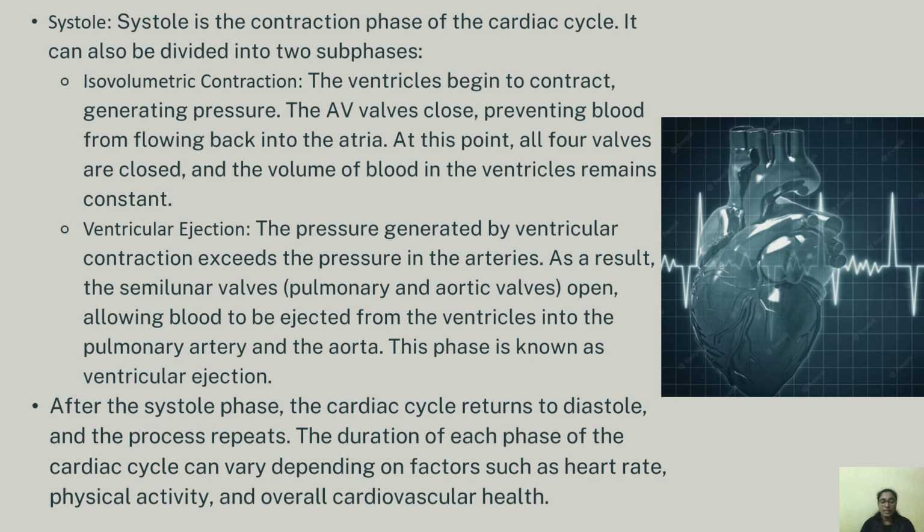Coming to the ventricular ejection. The pressure generated by ventricular contraction exceeds the pressure in the arteries. As a result, the semilunar valves open, allowing blood to be ejected from the ventricles into the pulmonary arteries and the aorta. This phase is known as ventricular ejection.